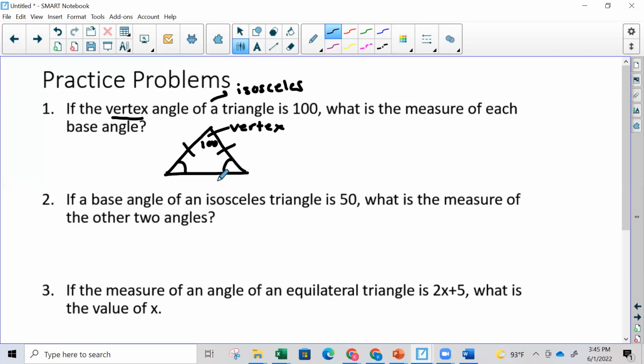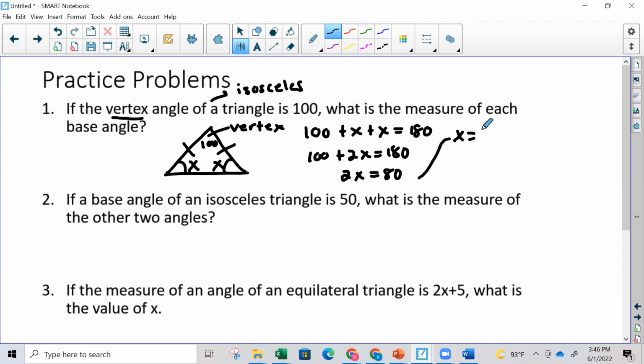So you can kind of do it two ways. You could set up an algebraic equation by calling what we're missing x, and therefore this angle is equal to that one, so it is also x. And then we always know that the three angles in a triangle add up to 180, so you could do 100 plus x plus x equals 180, and then solve it. So it'd be 100 plus 2x equals 180. We would subtract 100 from both sides. So we'd have 2x equals 80. And then we would divide both sides by 2 and have x equals 40.